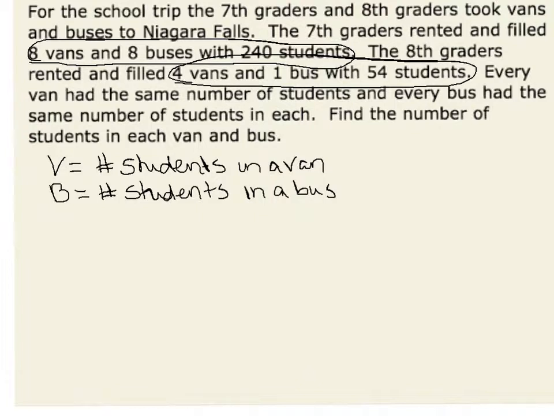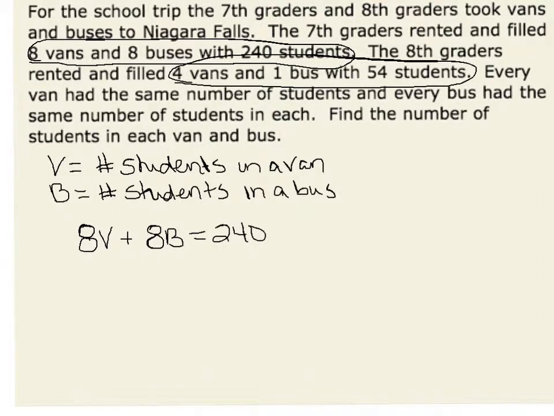I'm going to first set up an equation for my 7th grade team. I know that they took 8 vans and 8 buses and a total of 240 students. So to find the number of students that rode in vans, I'm going to take 8 times the number of students that fit in each van, or 8V, representing the total number of students in the 7th grade class that rode in vans. Likewise, to find the number of 7th graders in the 8 buses, I would take 8 times the number of students that fit in one bus. This sum would have to equal our 240 students.